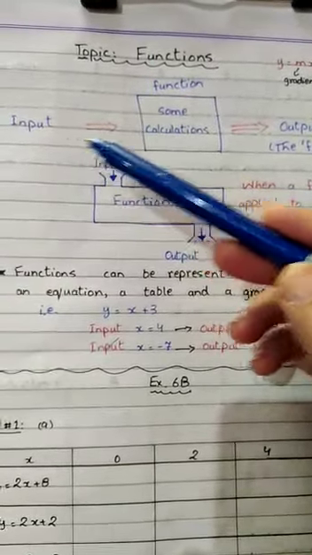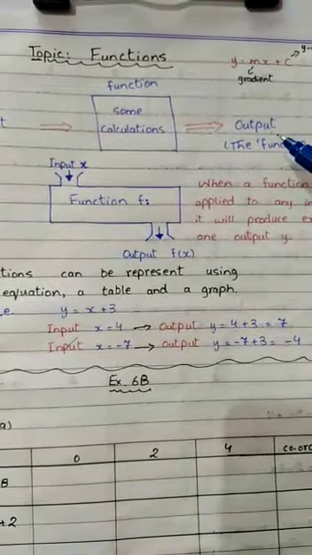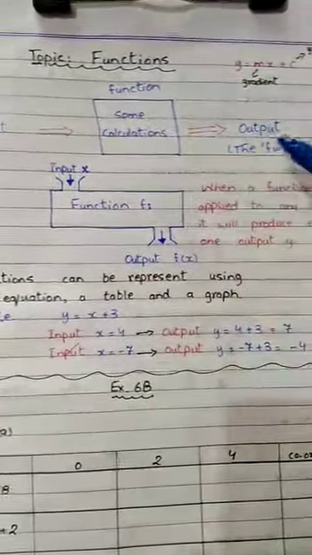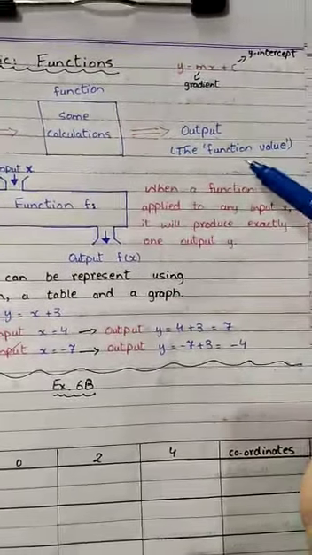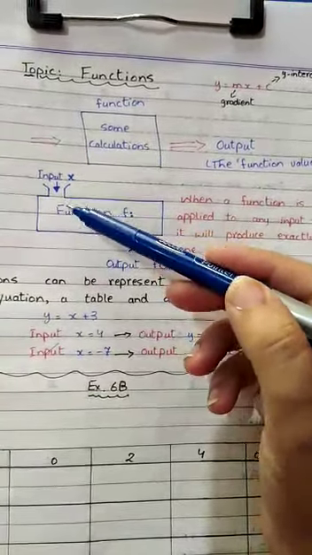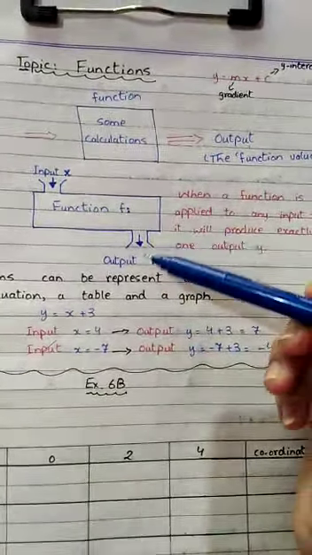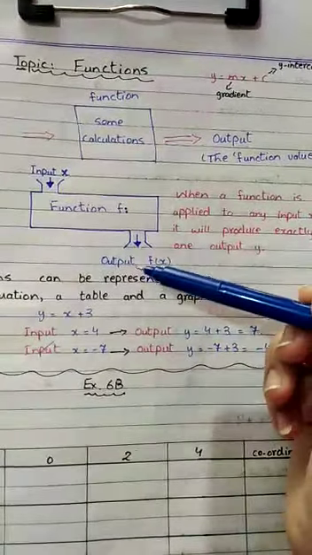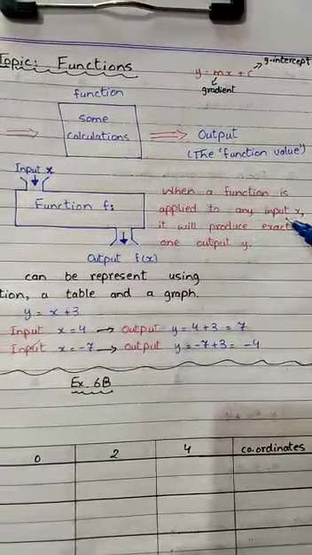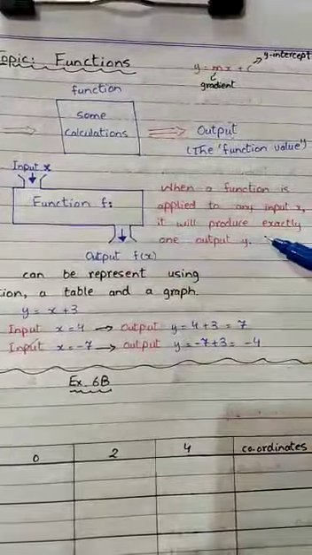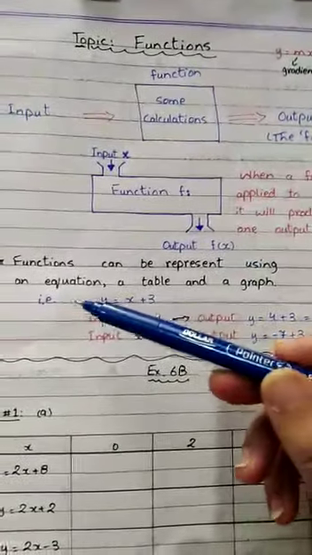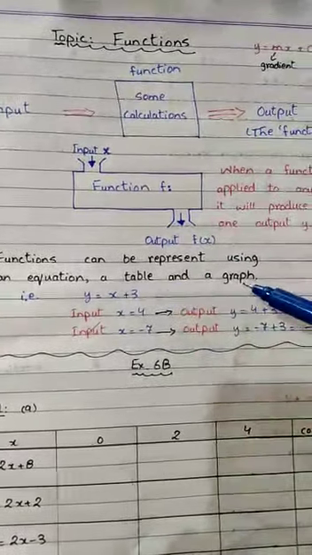Whenever you put an input to a function, you always get an output. Okay. So when you give an input, this is a function. After some calculations, it will give you an output, the function value. Or in other words, if you input the value of x and this is the function f, then the output is f of x. Okay. f of x means function of x. So the proper definition is when a function is applied to any input x like this, it will produce exactly one output y. And functions can be represented using an equation, a table and a graph.